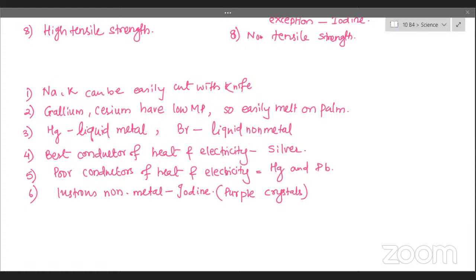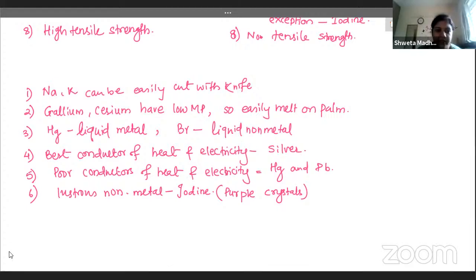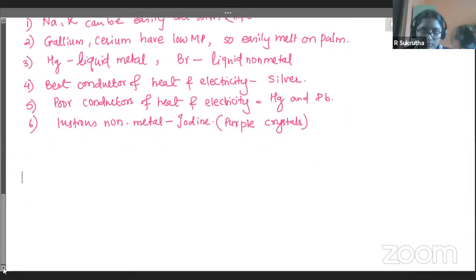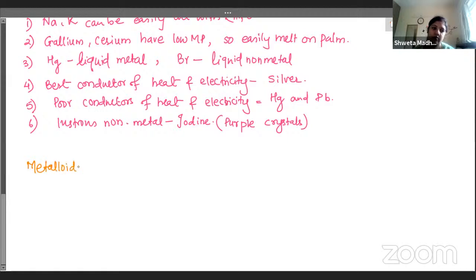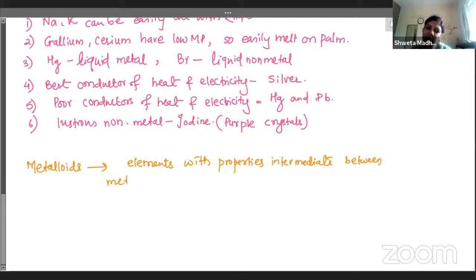Okay. Then next are the chemical properties. Sorry, metalloids. Write about the metalloids and inert gases. Metalloids: elements with properties intermediate between metals and non-metals.